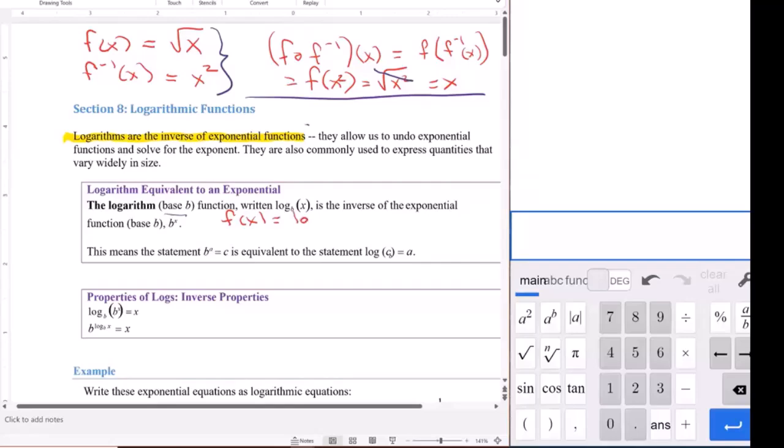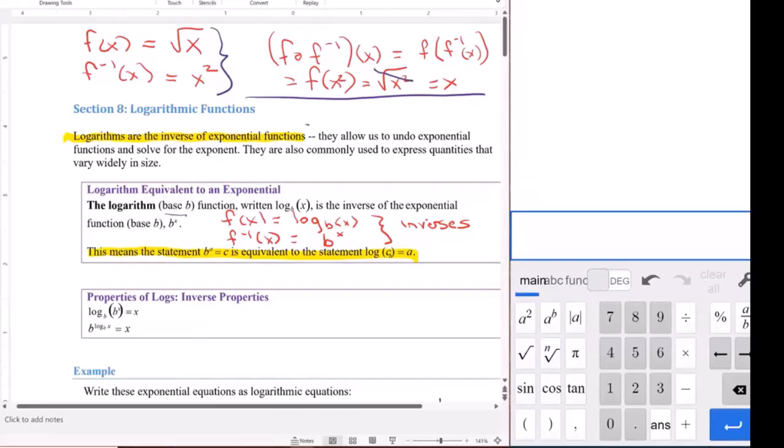Okay? So if logarithmic functions and exponential functions are inverses of each other, if I have f of x equal to the log base b of x, that's the inverse of the exponential function, which we can write in this notation as b to the x. These are inverses. Now, this means that if b to the a equals c, then the log base b of c is equal to a.